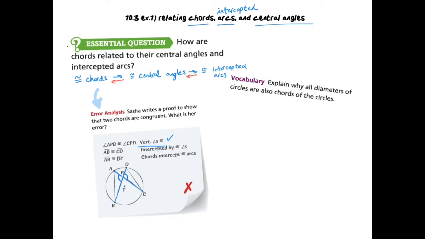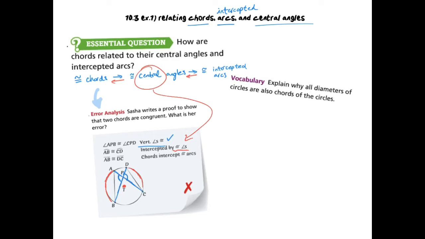Now, Sasha, although AB and DC look congruent, they might not be, because it takes more than just being intercepted by congruent angles. They have to be central angles. And remember, central angles have to be located at the center. Their vertex needs to be on the center.